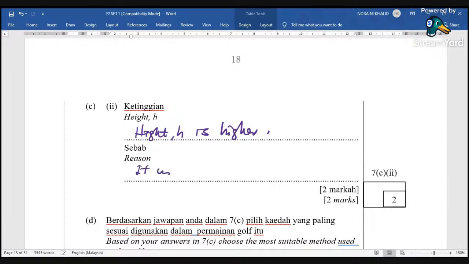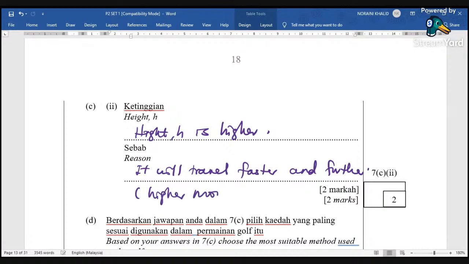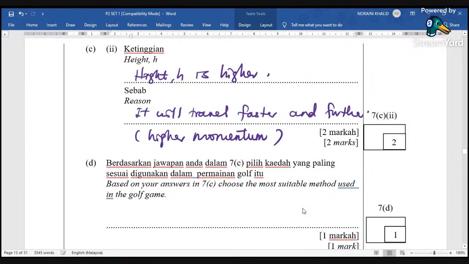It will travel faster and further, or has higher momentum. Okay. So based on your answer, choose the best one. So you will choose Z.